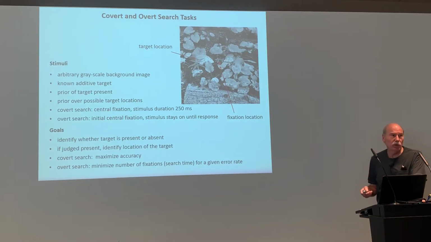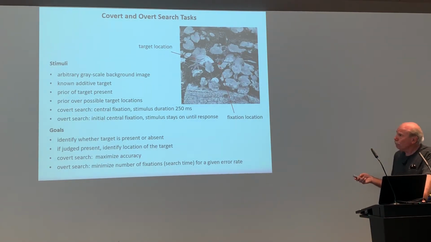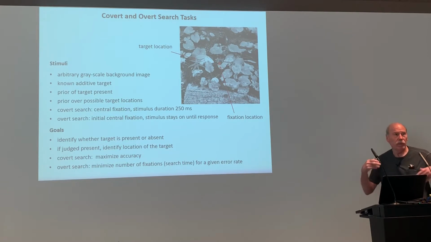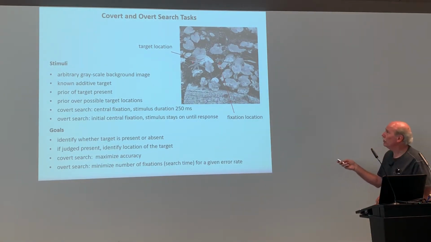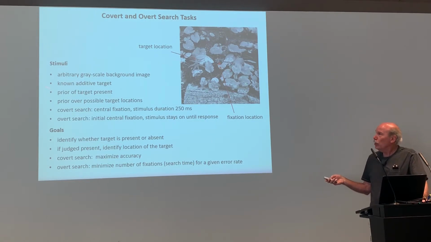These are the constraints for what we're going to do here. I'm going to consider the stimuli to be sort of background, arbitrary background images. They could include natural images. Some known additive target, that's just a target that's added somewhere in the scene. Here you can see there's a little gaborlet or something, some target that's added at some location in the scene. There's some prior on whether the target's present or absent. There's some prior over the possible locations where the target might be located.